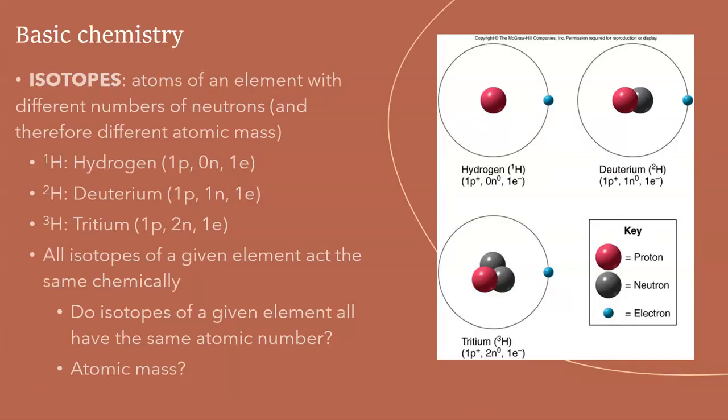All right, isotopes. Some basic chemistry of isotopes. Okay, what are isotopes? Isotopes are atoms of an element that have different numbers of neutrons. And since they have different numbers of neutrons, they will therefore have a different atomic mass. Okay, so here's where we're talking about that 12.01 we just talked about. So if you see hydrogen right here, the one we just showed you, with 1 proton, no neutrons, and 1 electron. But there's also deuterium, and that has 1 proton, 1 neutron, which is different, and 1 electron.